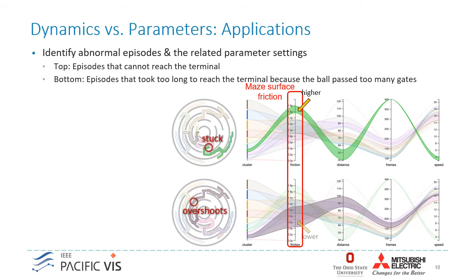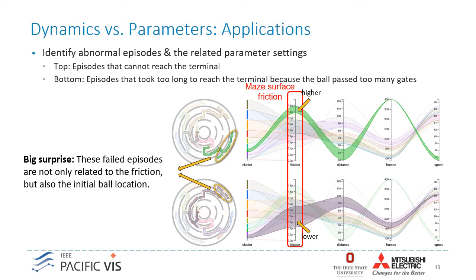In the bottom figure, we notice that the friction values of the overshooting episodes are lower than those in the top. In other words, the maze becomes slippery and thus harder to stop and to control the motion of the ball. While the scientists and we are not surprised that friction values are crucial, a bigger surprise is that these values are also related to the initial ball location. If the ball is placed at a different location, it can successfully reach the terminal, even with the same friction value settings.